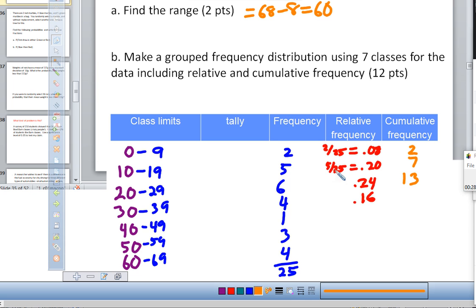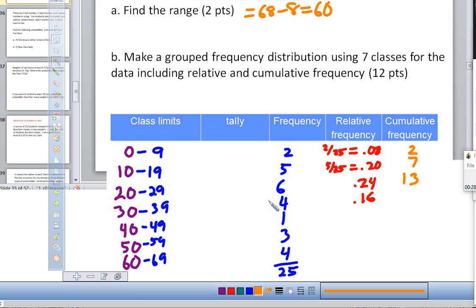So then your relative frequency is going to be how it relates to the total, right? It's the ratio. So 2 of them out of 25, 2 over 25 as a decimal, 0.08. The next one, 5 out of 25 as a decimal, 0.20. This one would be 0.24, 0.16.